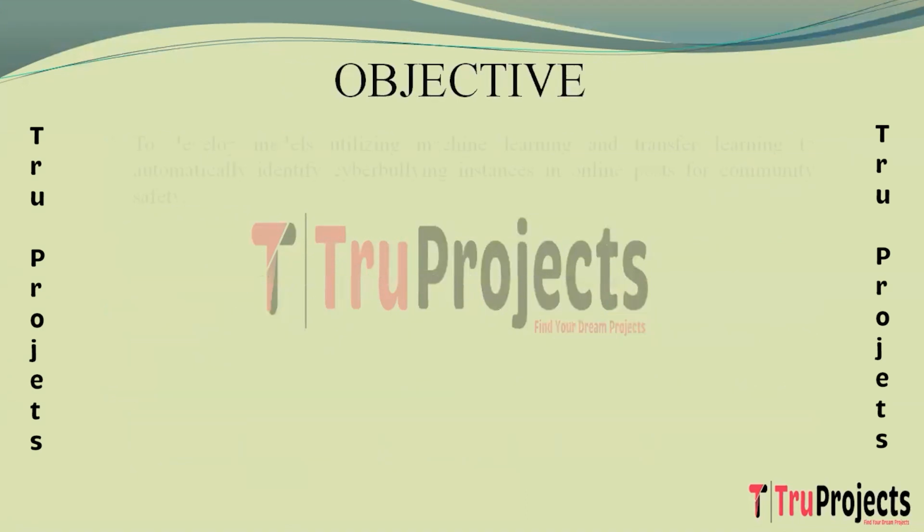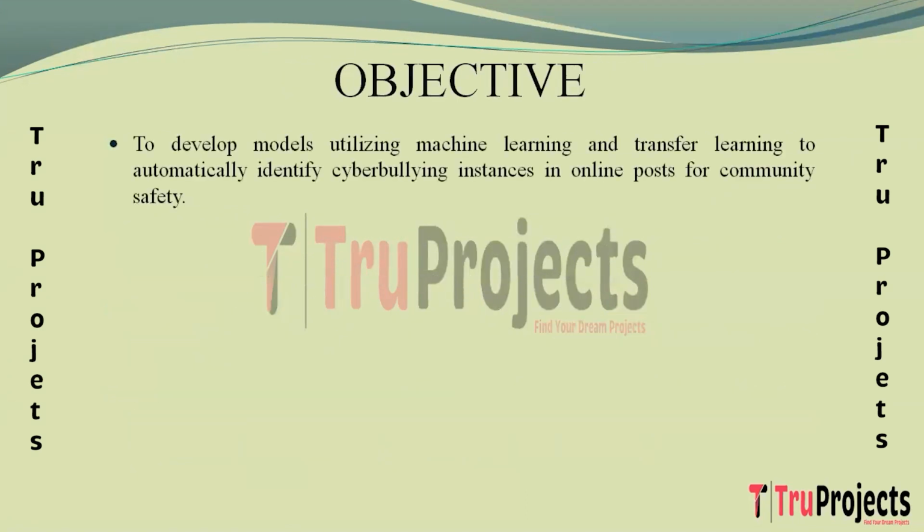Objective of the project. So, as I mentioned earlier, the primary objective is to develop machine learning and transfer learning models for the automatic detection of cyberbullying in online posts, ensuring community safety by efficiently identifying and addressing potential threats.